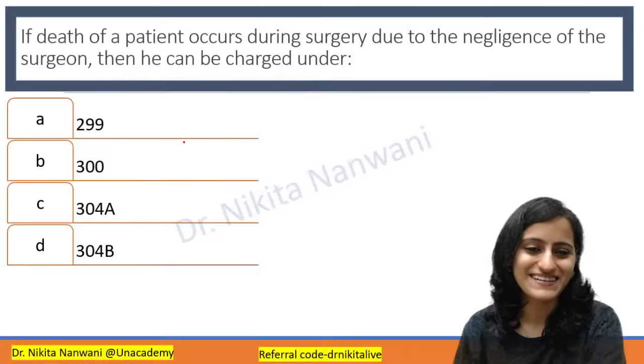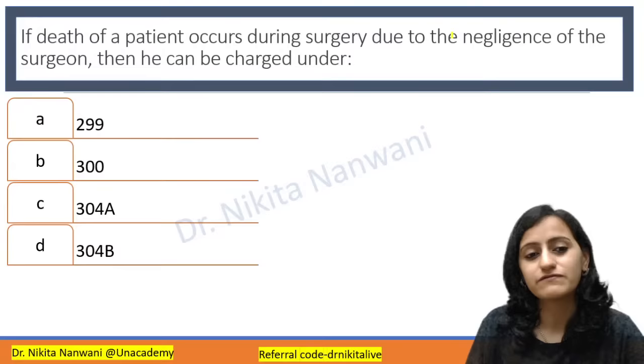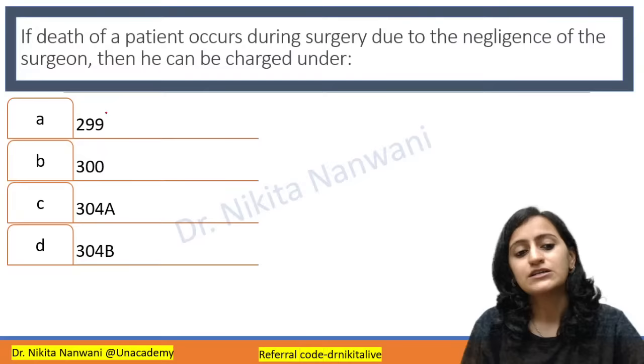Before we start, this is the first question for all of you, a pre-session test question. If the death of a patient occurs during surgery due to negligence of the surgeon, then the surgeon can be charged under which of these IPC sections? 299, 300, 304A or 304B?